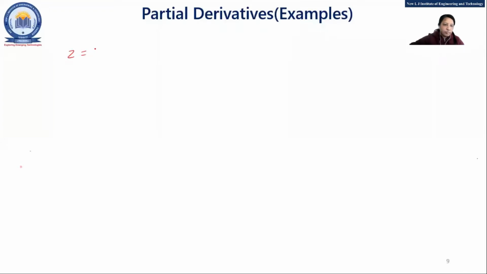Z equal to x plus y raised to x, then prove that del square z upon del x into del y equals del square z upon del y into del x, right? Before that it was in terms of log. Here it's x plus y raised to x. So this is my first one and this is second. We'll start with the second one, for example.